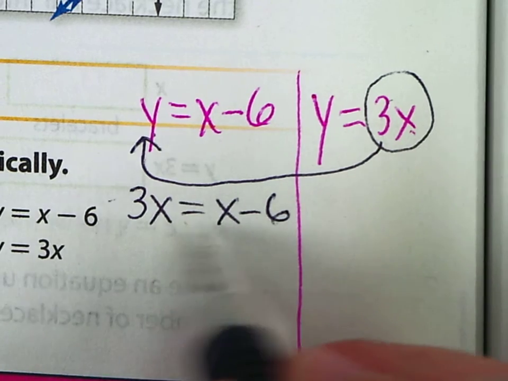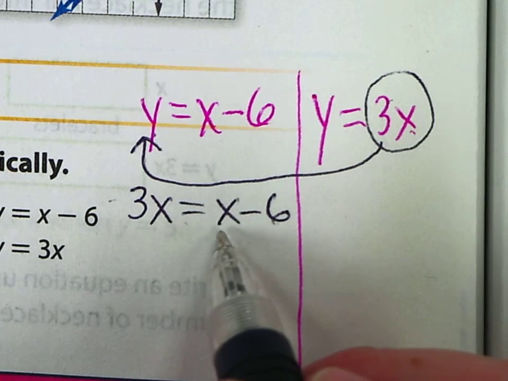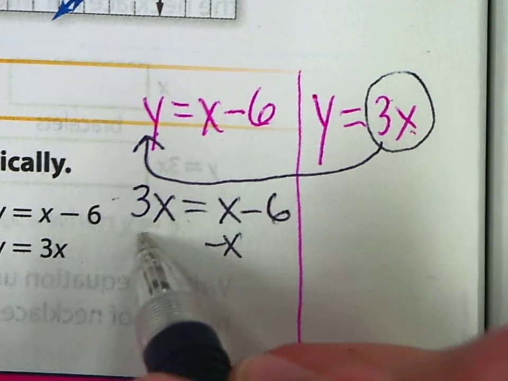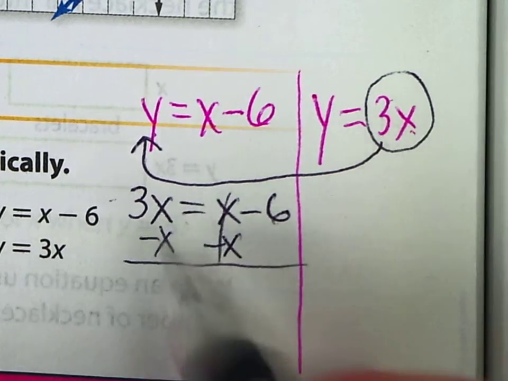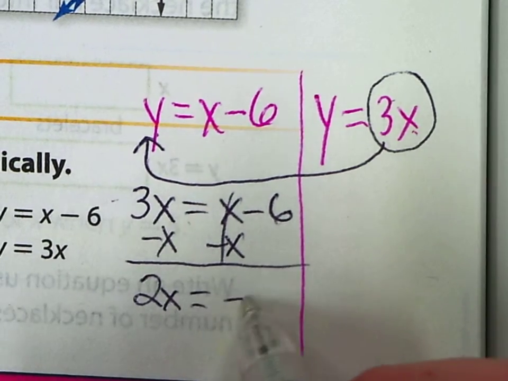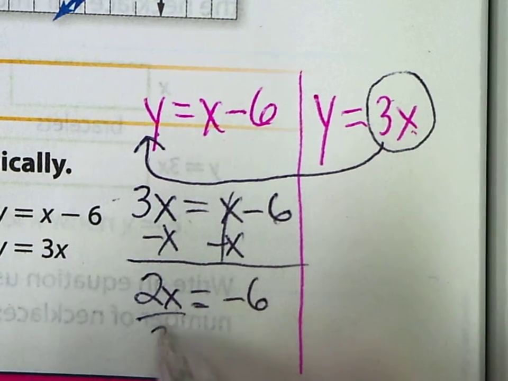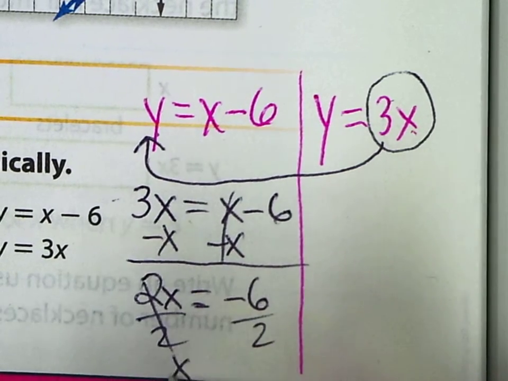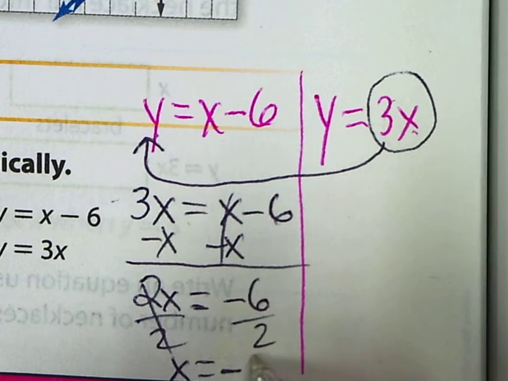So now I need to solve this equation for x. So I'm going to move this x to the other side. I need to combine like terms. So 3x minus 1x is 2x, and then equals negative 6. Now I'm going to divide by 2. So x equals negative 3.